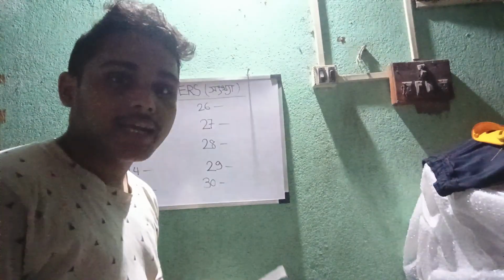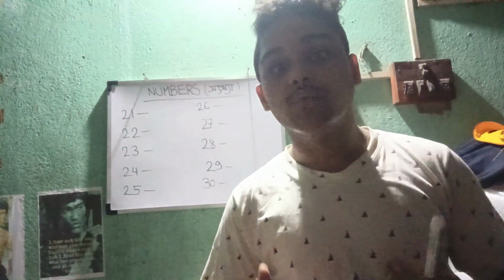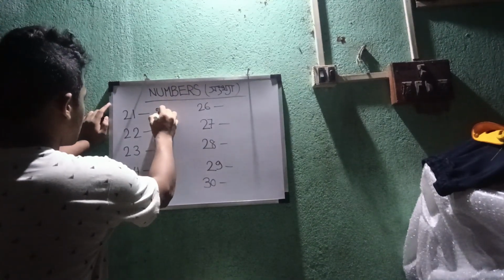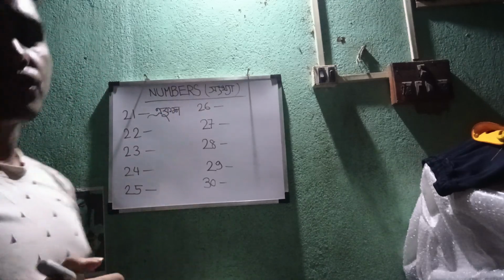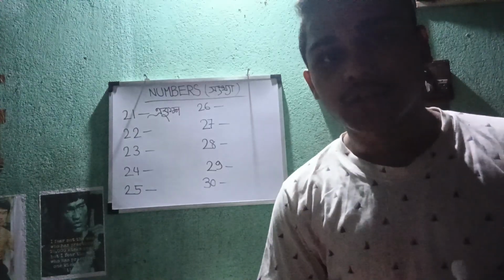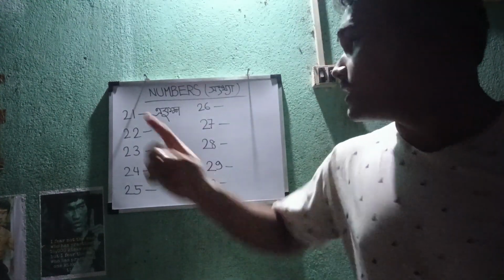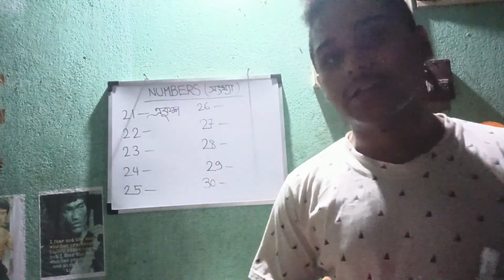21 in Bengali is ekush. Ekush means 21. Today, avoid the light quality and focus on the lessons. Okay, so ekush means 21.